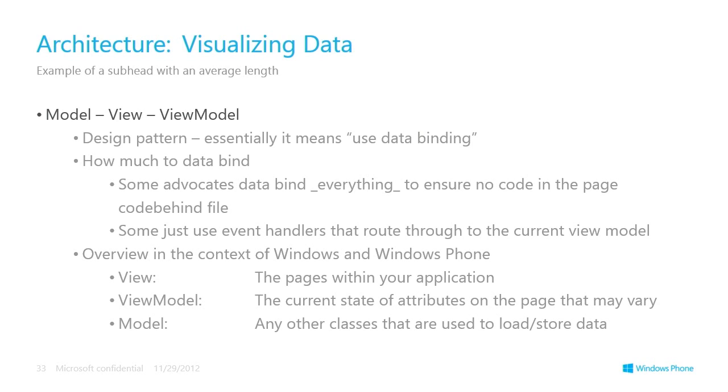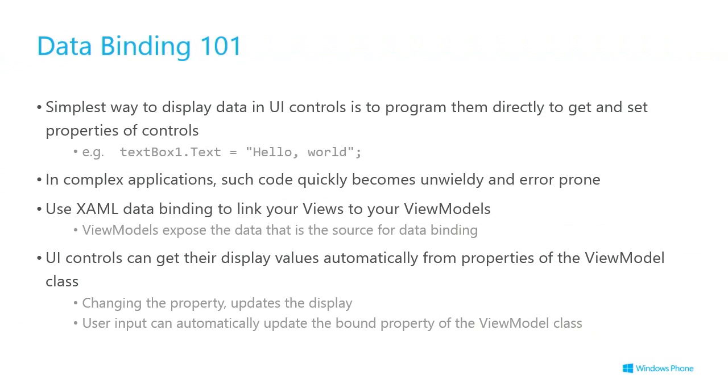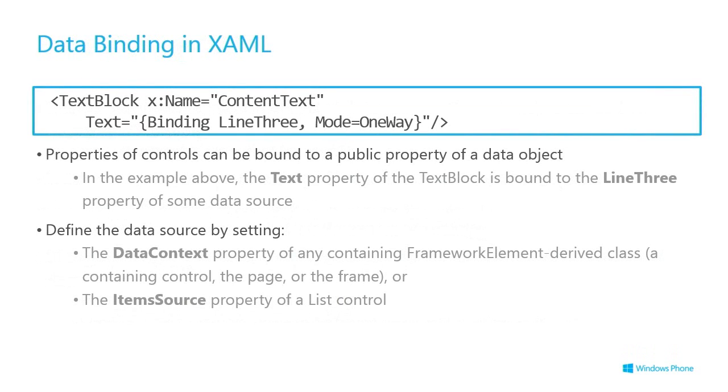So model view model is the friend here, which essentially means, this is a gross simplification of using data binding. Just a quick refresher on this, we use XAML data binding to link the properties of our controls to properties of our view models, and UI controls get their display values automatically. If this was an example, we covered this yesterday, of a binding statement where the XAML in our presentation layer is bound to a property on the view model called line 3.